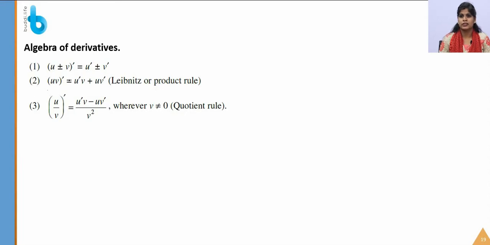And for a product, this is called the product rule. That is, (uv)', where the dash represents the derivative, is equal to u'v plus uv'. Then next is the quotient rule. That is, if any function is given in the form of numerator and denominator, then for finding the derivative, (u by v)' is (u'v minus uv') by v squared. So this algebra of derivatives we will definitely use in solving problems.